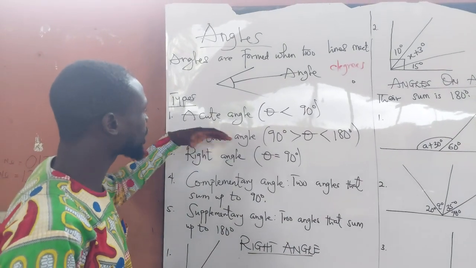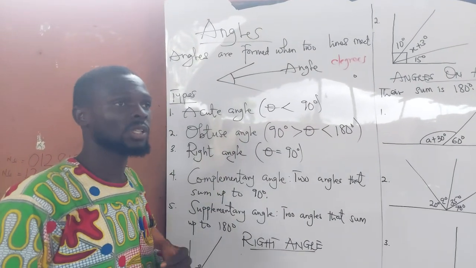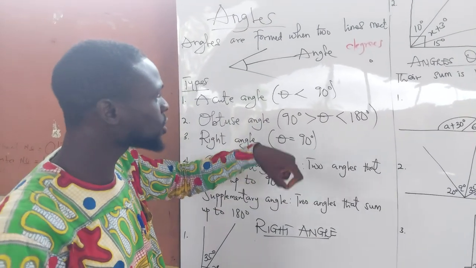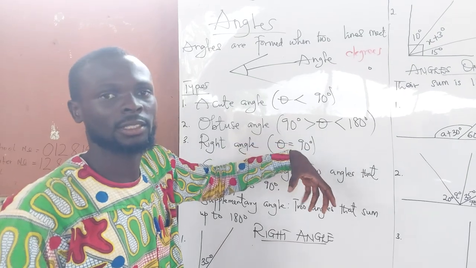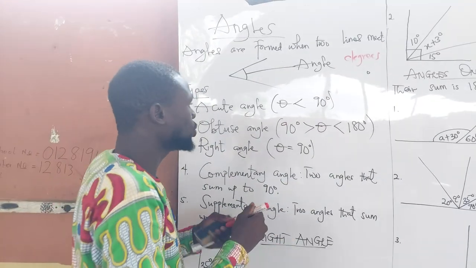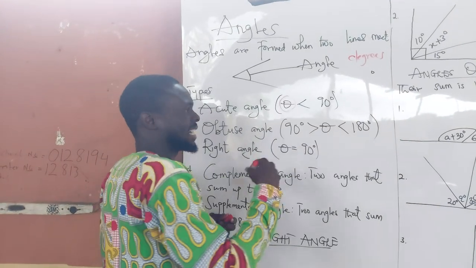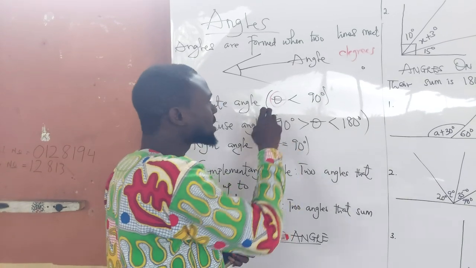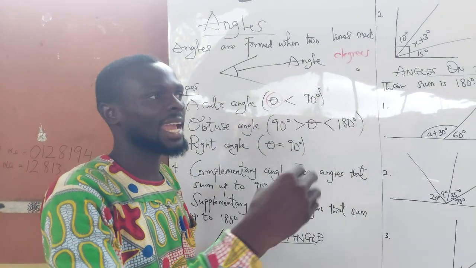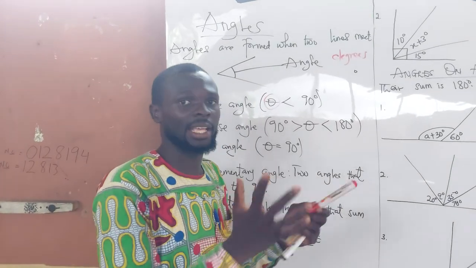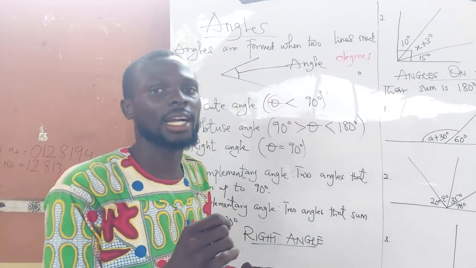So we have an acute angle. An acute angle is an angle that is less than 90 degrees. This symbol here is used to represent an unknown angle, which is theta. So if theta is less than 90 degrees, then that angle is an acute angle.